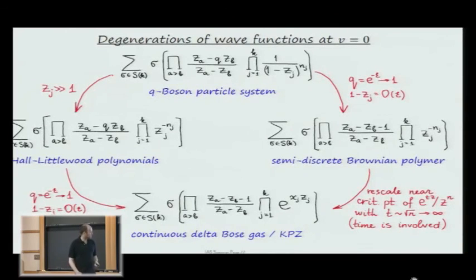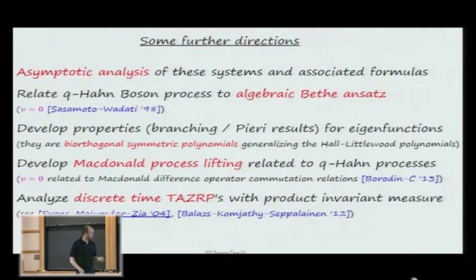Okay, so since I'm over time, these are degenerations, further degenerations involving the KPZ, the delta Boson gas, the various other things, Hall-Littlewood polynomials. Let me not go there. Let me just indicate some further directions and then close. So of course, asymptotic analysis is something I haven't gone into. Now we have these Q-Hahn systems. They certainly deserve their fair share of asymptotic analysis, convergence to the KPZ equation, various other degenerations.